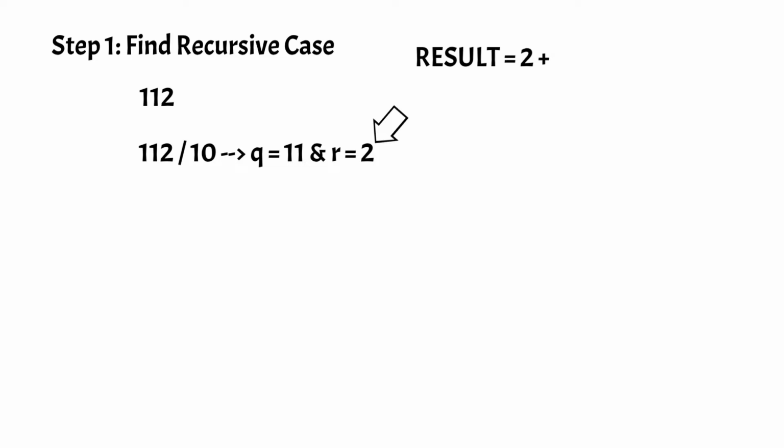Say, for example, if we want to add the digits of the number 112, what are the steps that we will carry out? The first thing will be to divide this particular number by 10, and when we divide it by 10, we will get the quotient and the remainder. The quotient will be 11 and the remainder will be 2. In this particular step, we can use this remainder 2 as the result, because we will have to add this 2 later with the other digits that we are going to fetch from this particular number.